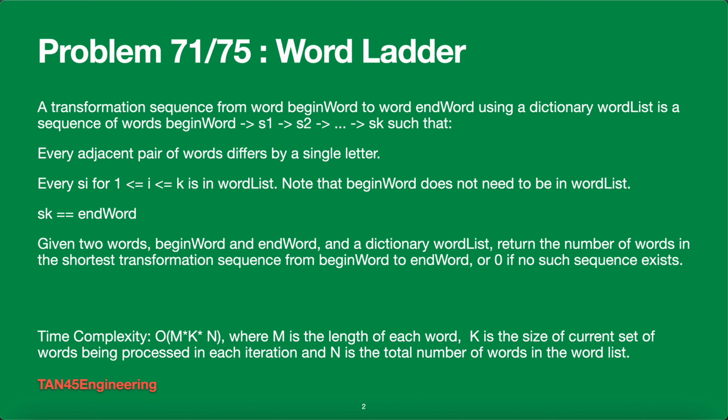Plus, the overall time complexity will come out to be m into k into n, where m is the length of each word, k will be the size of the current set. So at each moment here we are processing a next set. So k will be the size for each current set, and finally n is going to be the total number of words in the word list.